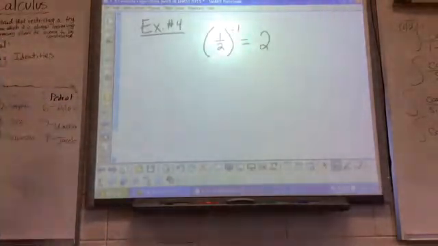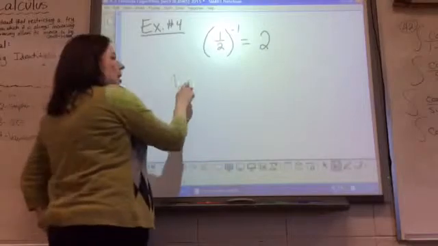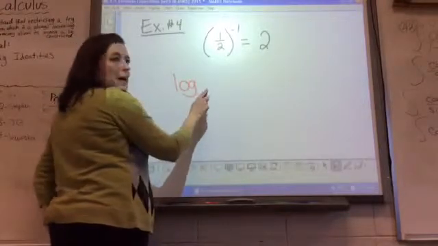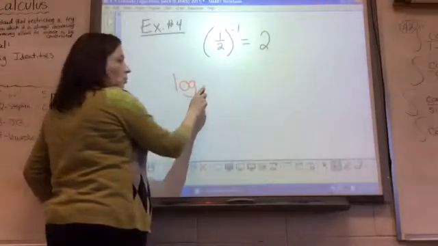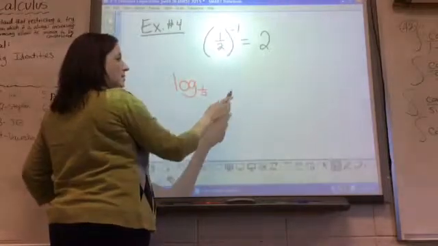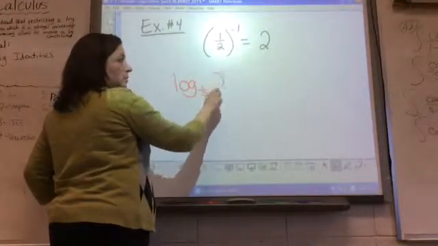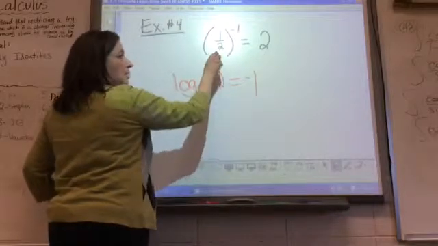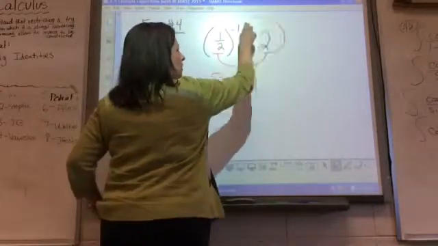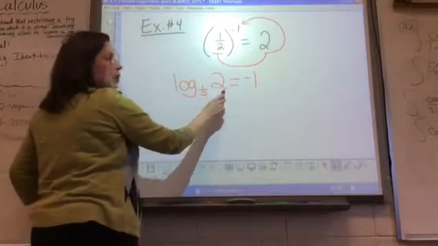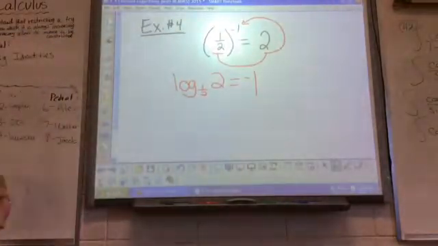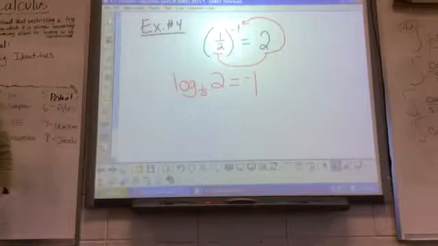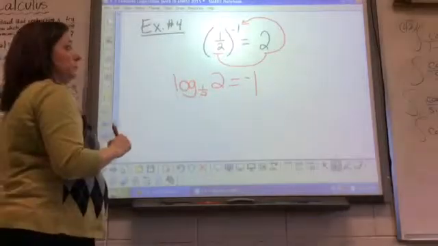Alright, so on this one, I would say log, what's my little base? 1/2, that's this, of, equals, because I go 1/2 to 2 to -1, just knowing where to put them. So that would be log form of that. This is something y'all have never done, so it's completely foreign. So we're just getting used to it.